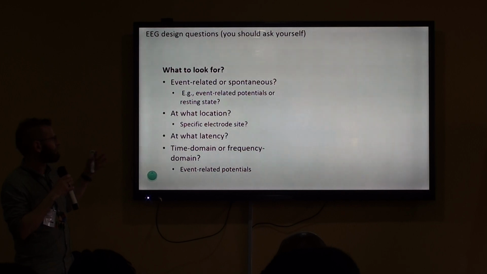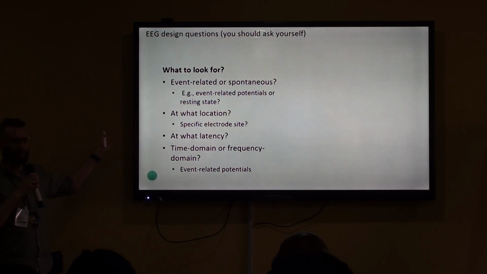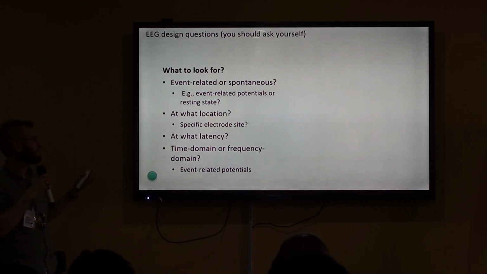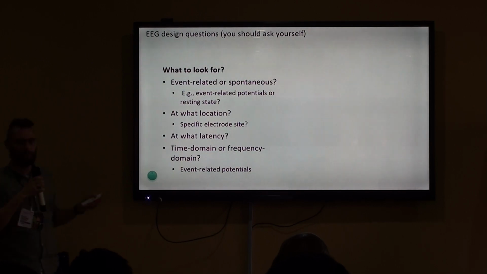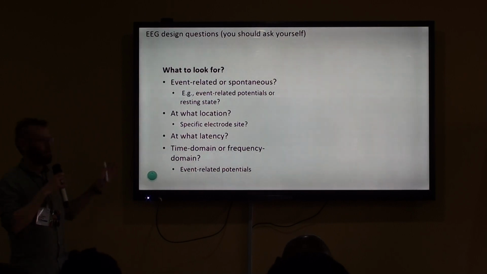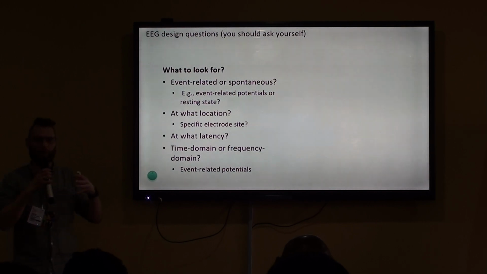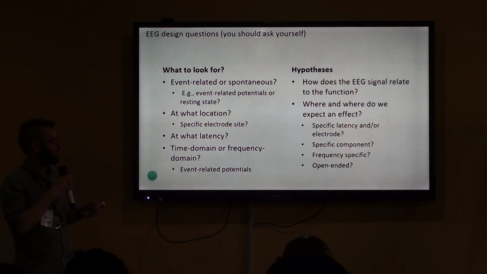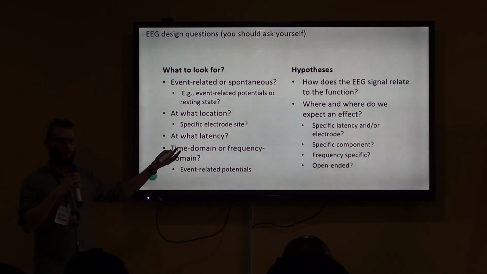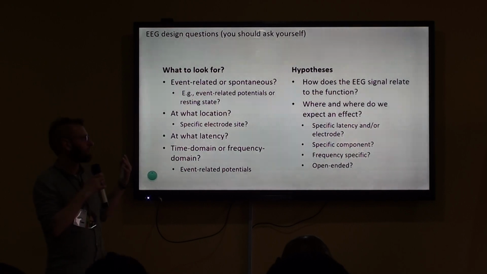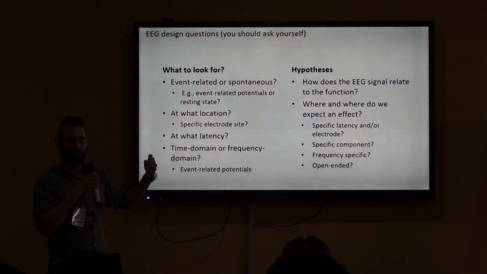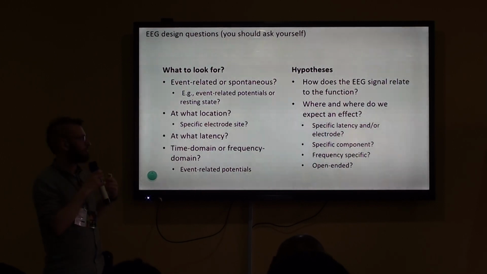So for example, asking myself, am I looking at an event-related activity or spontaneous activity would determine whether I would do, for example, a resting state task or some more elaborate cognitive task. I would think about what location, what latency, and whether I would be looking for things in the time domain or frequency-specific responses. That's also the scientific hypothesis that I would be formulating at this time. So how does the EEG signal that I'm looking at relate to the brain function that I'm interested in?